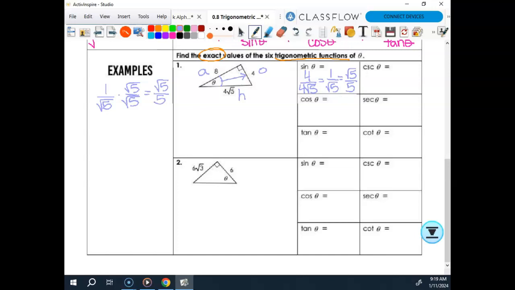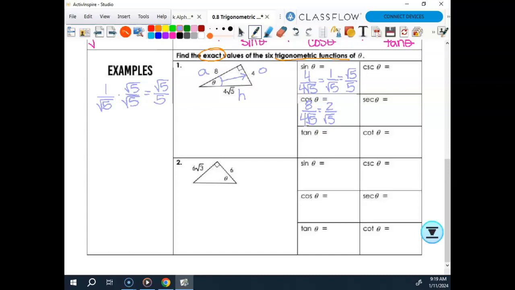Cosine from SOHCAHTOA is what over what? Don't give me numbers, give me names. What is it? Somebody speak to me. Thank you very much, Gavin. So 8 over 4 square roots of 5. Can I reduce this fraction? Yes, that reduces to 2 over the square root of 5.